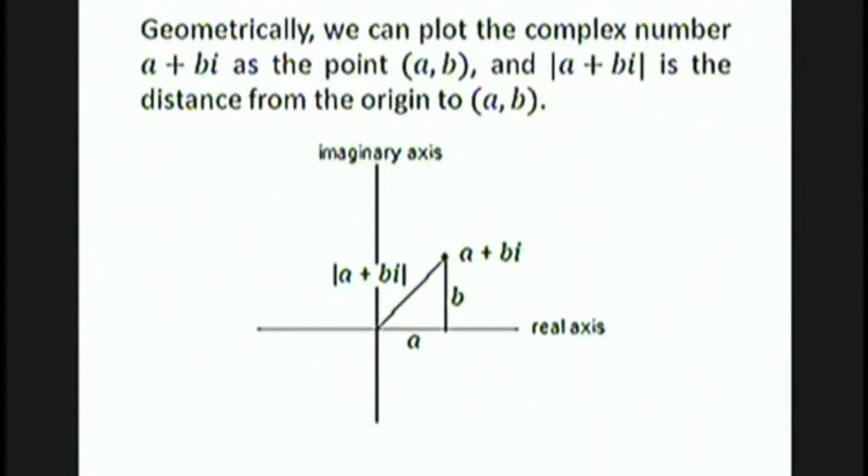Geometrically, we can plot the complex number a plus bi as the point (a, b). So that's this point right here. We go right a, up b to plot the point a plus bi in what's called the complex plane. The absolute value of a plus bi is this distance from the origin to the complex number, or equivalently from the origin to the point (a, b).